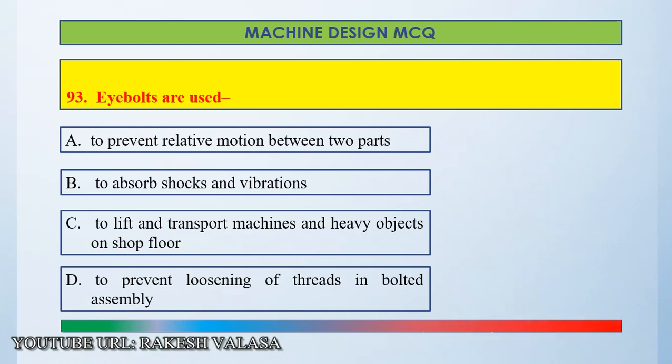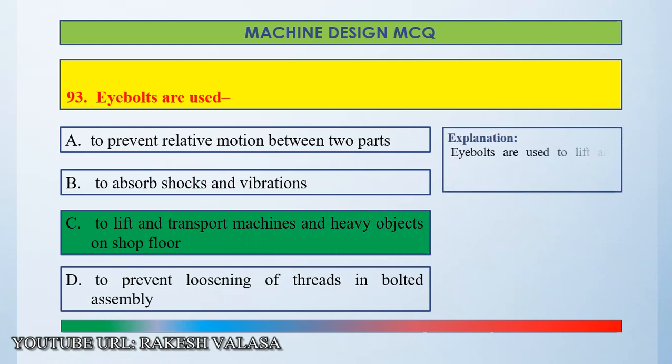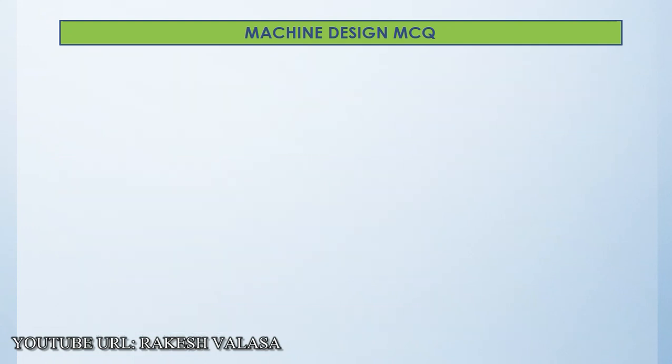The correct answer is option C, to lift and transport machines and heavy objects on shop floor. Explanation. Eye bolts are used to lift and transport machines and heavy objects on shop floor. So the correct answer is option C.